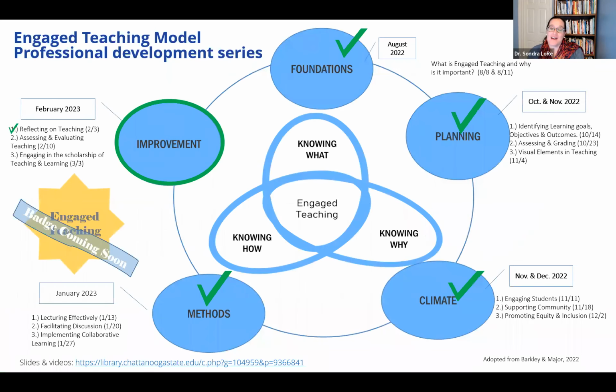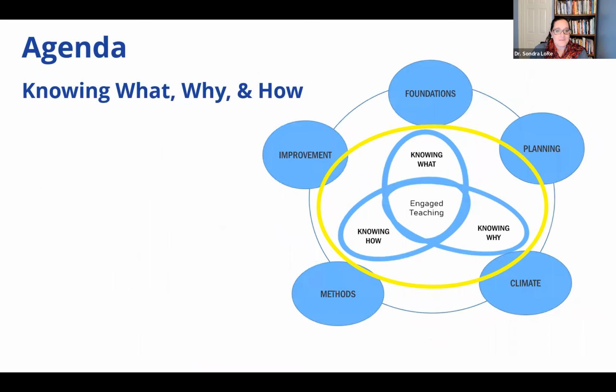So we began by, of course, looking at our map of the engaged teaching model, and you can see we've made our way all the way around to talking about assessing and evaluating teaching. And there's a link on the slide that has all of our videos and all of our slides from the engaged teaching model on our website, and you can check that out.